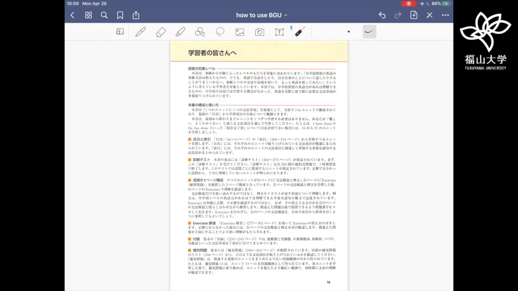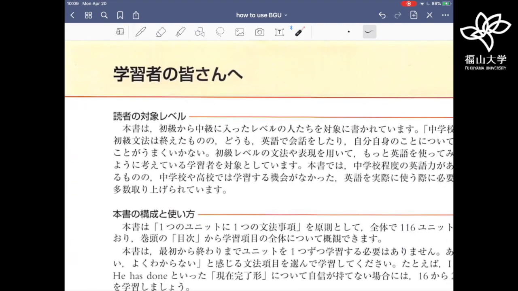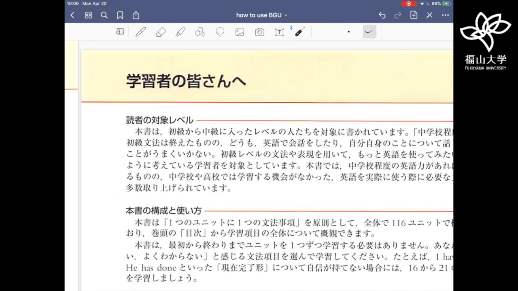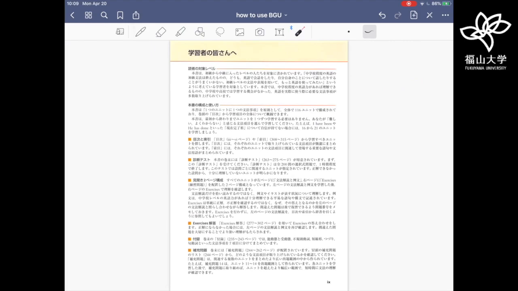And finally, I do recommend that you read this. It's for you. Pretty much the explanation of what I just gave you is here in Japanese. Okay. And it will help you to get through and improve your English.